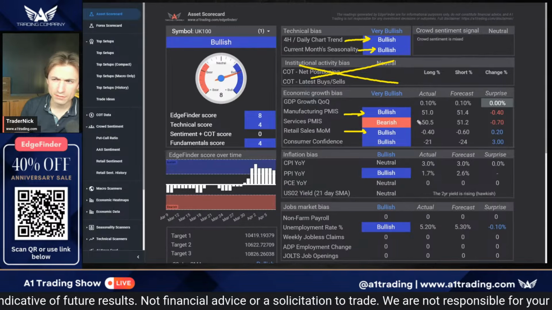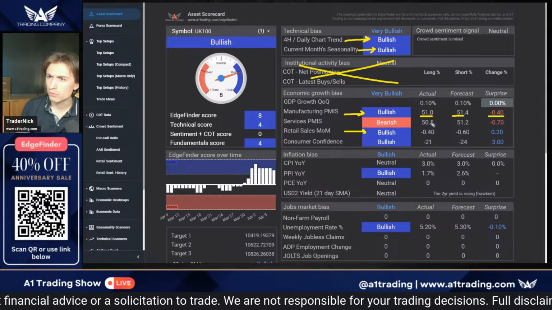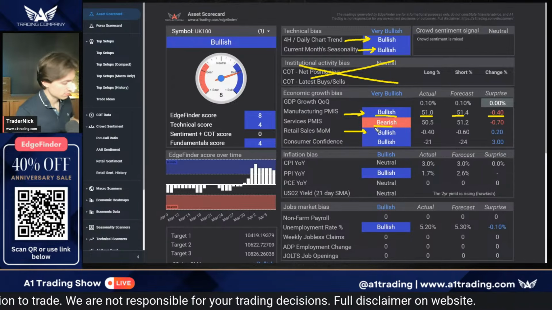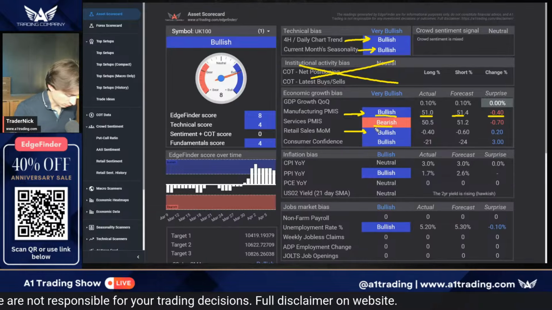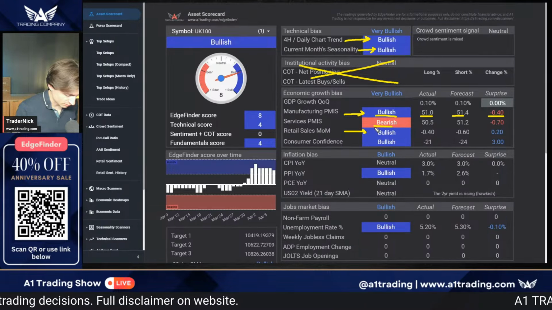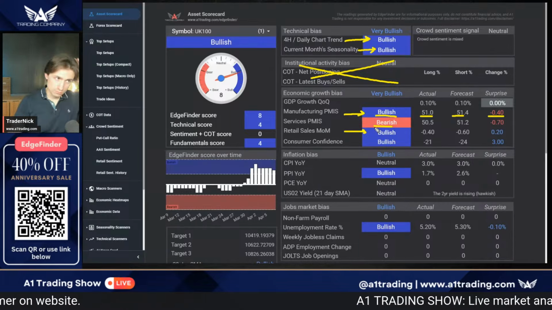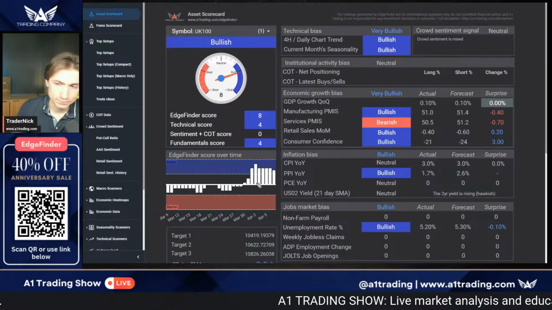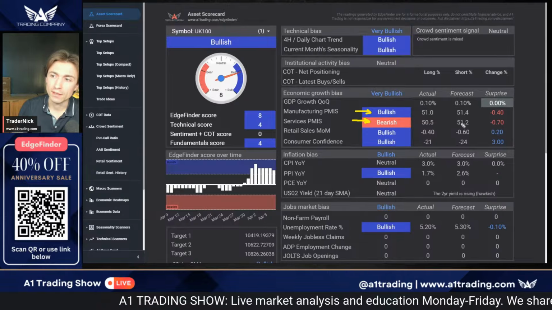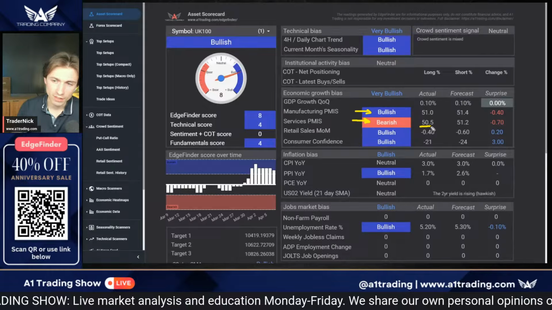worse than expected. That is wrong. 51.2, 51 point. These signals are flipped incorrectly. Give me one second while I write that down. UK 100 PMI signals. Okay. We'll get that sorted. Yeah, this should be bearish and this should be bullish. A more positive surprise is good for stocks and vice versa.